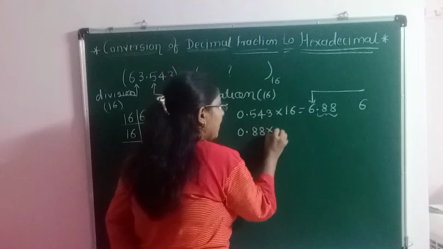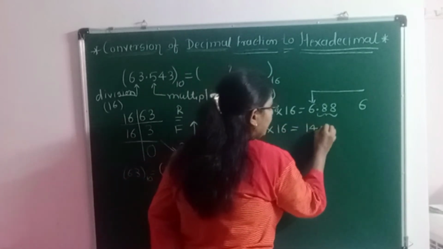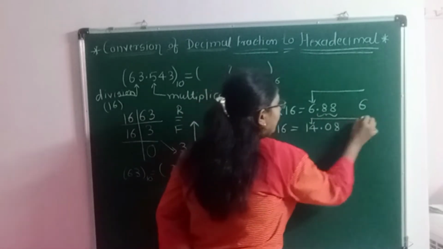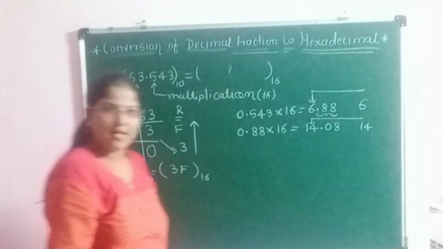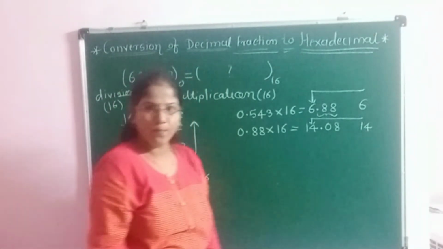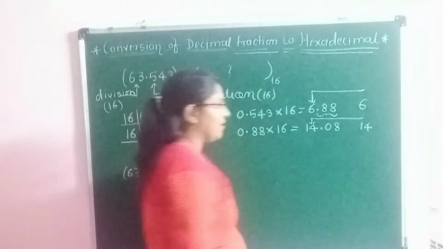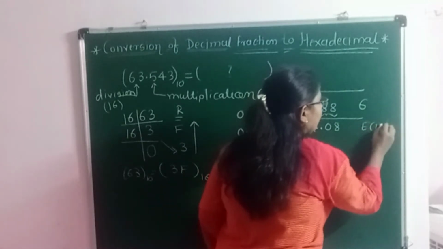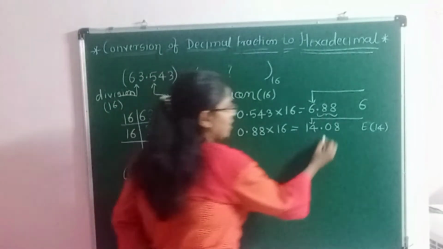0.88 again multiplied by 16. The result will be 14.08. Okay. Now write this 14 here. Again the same thing. Can we write 14 directly in hexadecimal? No. Which letter do we have to use? We have to use capital E. So instead of 14, here I will write E and its value I will write in brackets, that is 14. Now again see the fractional part.